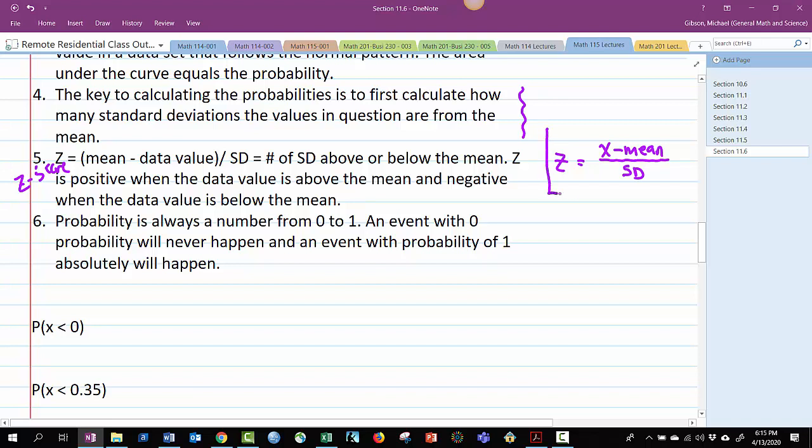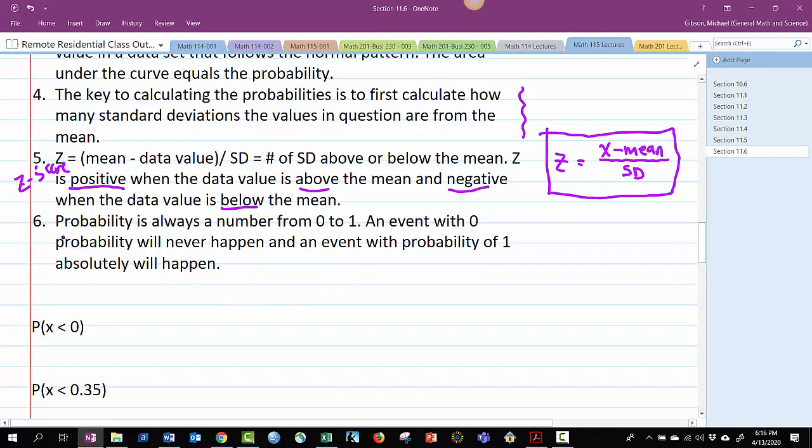Remember, I said a moment ago that the first step is to figure out how many standard deviations we are away from the mean. So we calculate the z, and that's what z is. It's the number of standard deviations away from the mean with a little bit of extra, because z is positive when the data value is above the mean and negative when the data value is below. All right, so the z tells you the number of standard deviations away from the mean, and by looking at the sign, it tells you whether it's above or below.